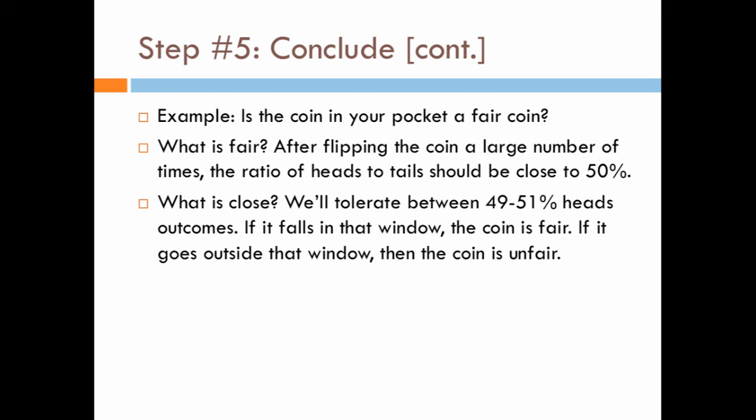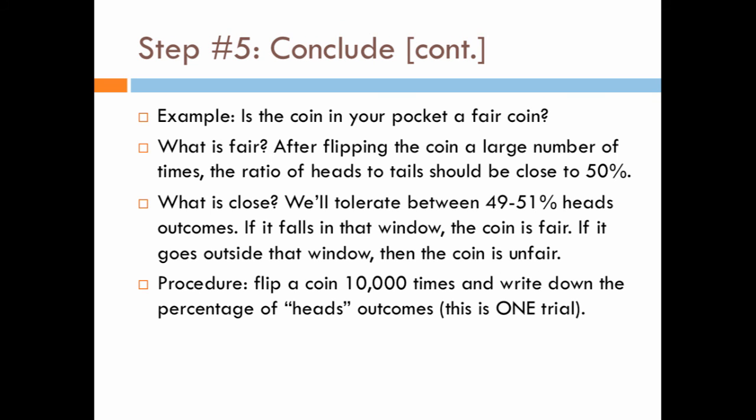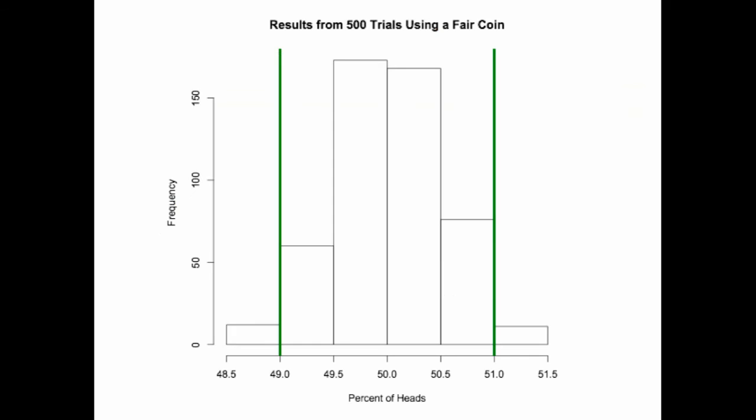To determine the answer to our question, let's use this procedure. We'll flip a coin 10,000 times and write down the percentage of heads outcomes. This 10,000 coin flip is one trial, by the way. So we repeat this procedure for a large number of trials. We want this repetition because we might get inconsistent results.